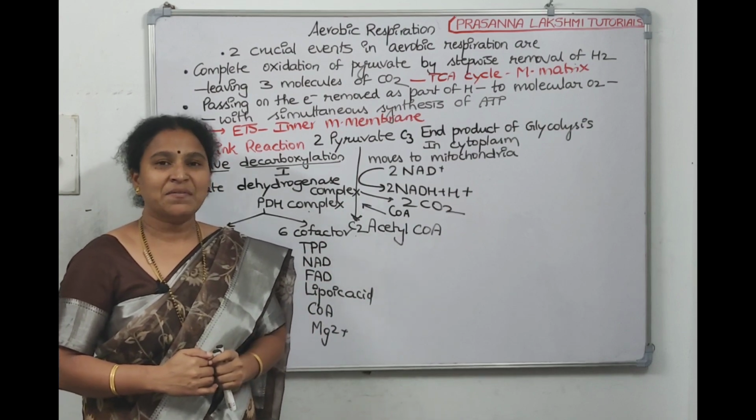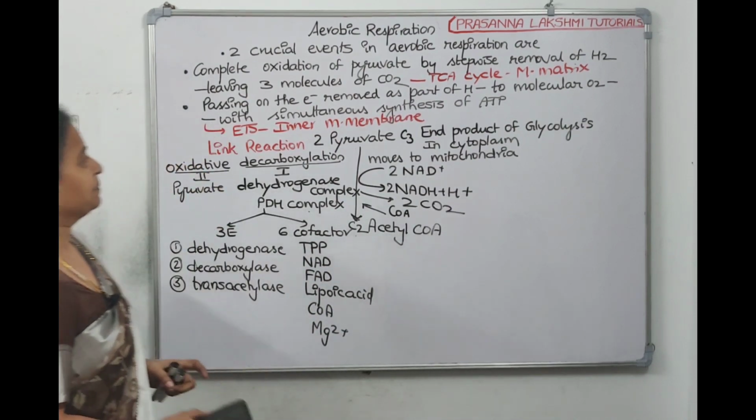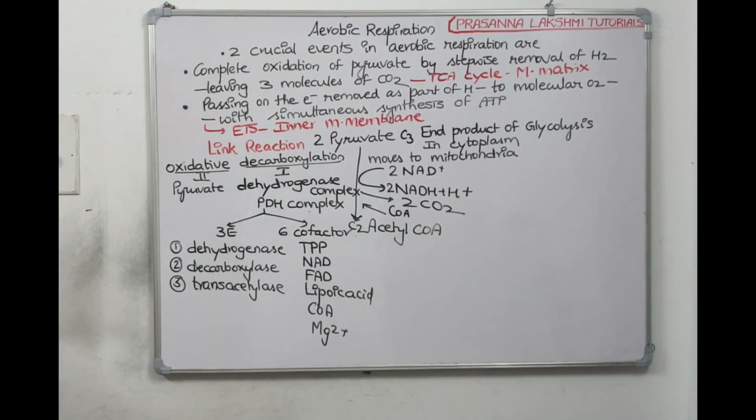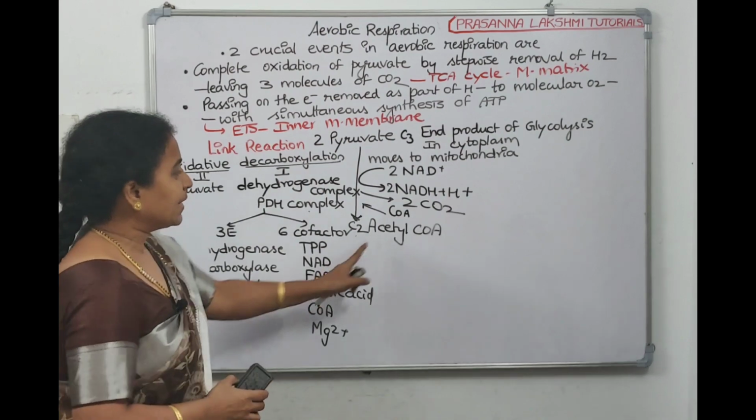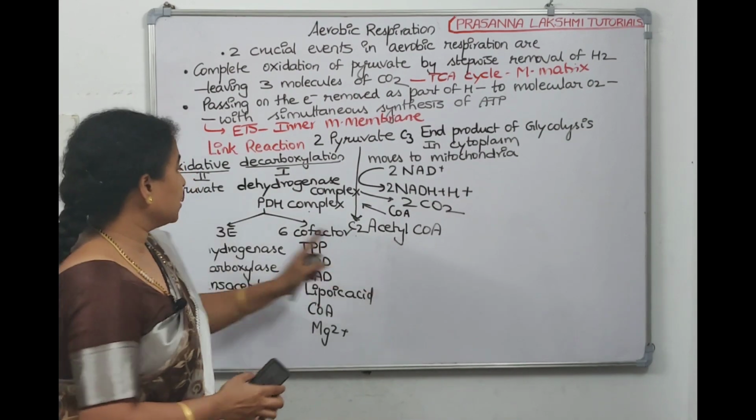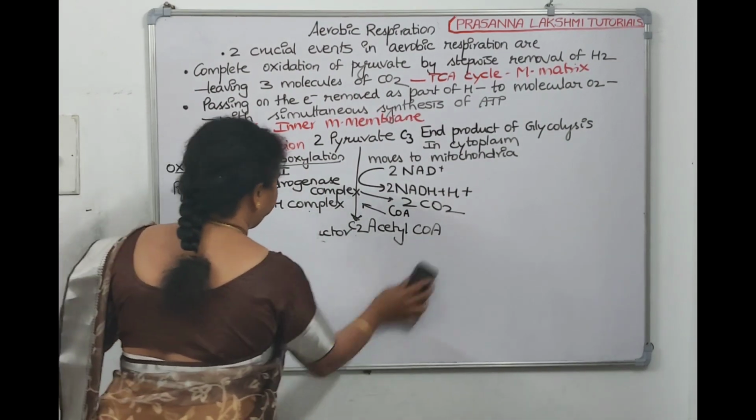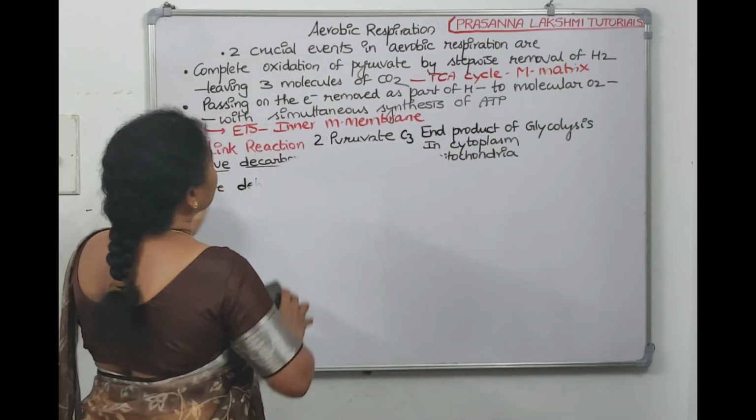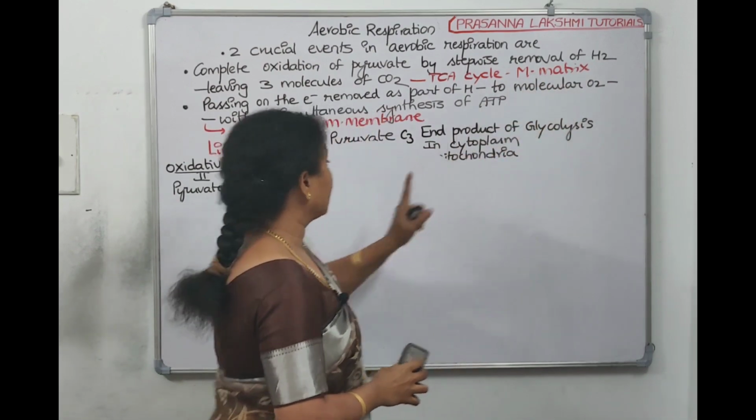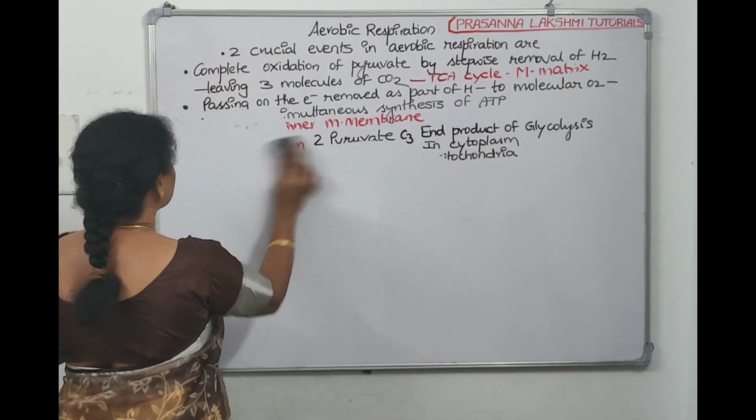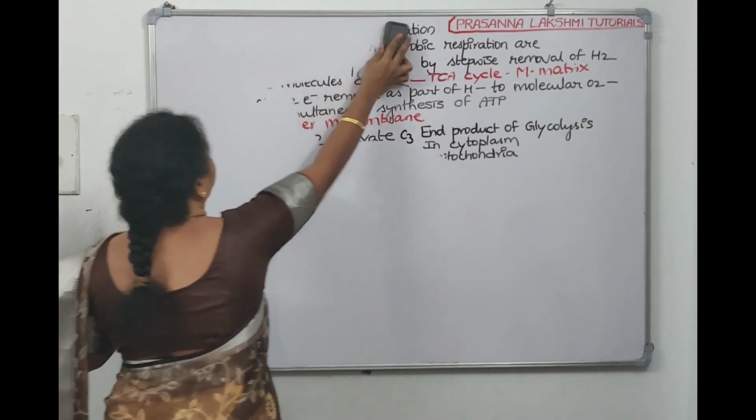Take a screenshot, then we will get into the Krebs cycle. Now we are going to start the Krebs cycle with acetyl-CoA, which is a 2-carbon compound. We have seen that the Krebs cycle, the TCA cycle, occurs in the mitochondrial matrix. The link reaction also occurs in the mitochondrial matrix only.